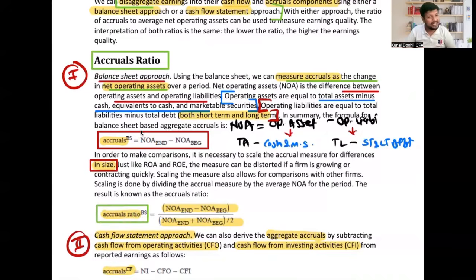Remember, in the balance sheet approach the numerator is the difference in net operating assets. Net operating assets is what? Operating assets minus operating liabilities. And what is operating assets? From the total assets, you exclude cash and equivalents. And from the liabilities, you exclude financial liabilities like short-term and long-term debt. That is your operating assets and operating liabilities. So the NOA difference, ending minus beginning, divided by the average, is your accruals ratio using the balance sheet approach.